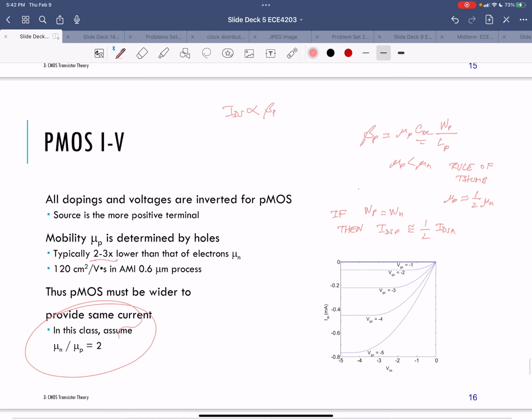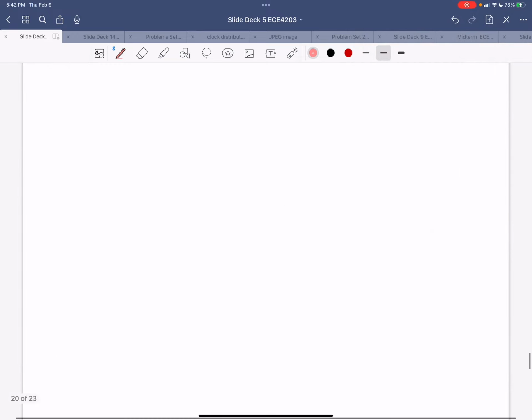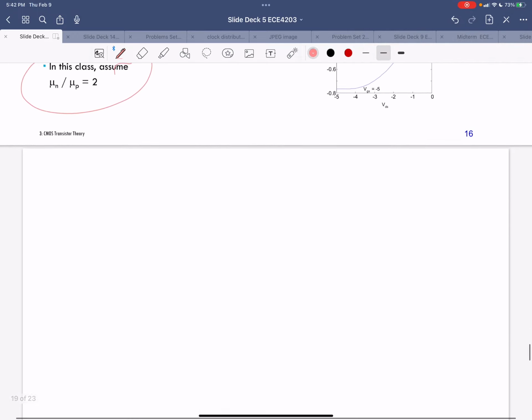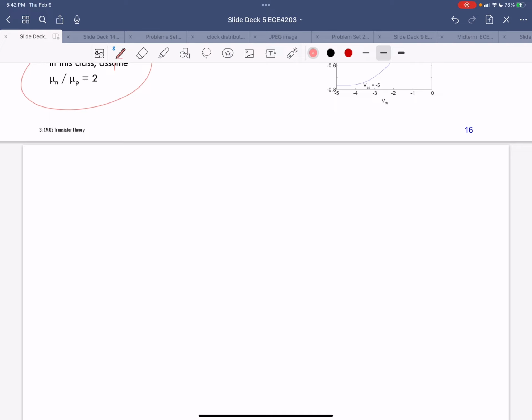Okay, so that's the current versus voltage characteristic of these transistors. So let's see what it looks like when I translate this to an actual CMOS inverter. If you remember, my circuit looks like this. I have an NMOS on the bottom and the PMOS on top.